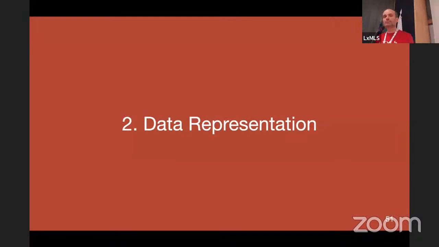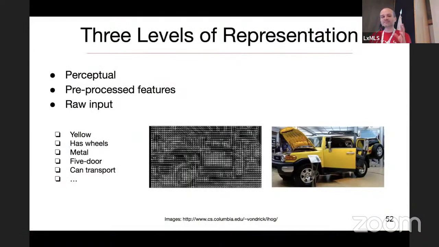So the second part is going to be about data representation. This is like, okay, my supervisor has asked me to work on this multimodal project, and I'd rather not, but I need to do something. So I need to understand how I'm actually going to get this done. I like to think of there as being three levels of representation. There's perceptual representation, there's working with pre-processed features, or there's working with raw inputs directly.